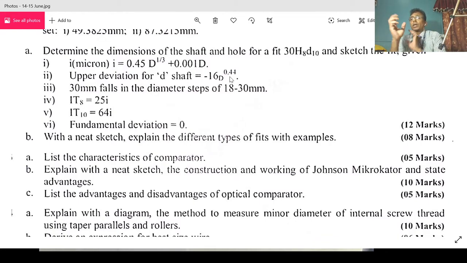Next, list the advantages and disadvantages of optical comparators. What are the optical comparators? What are the advantages? What are the disadvantages? We will discuss that in our unit number 5. Then, explain with the help of a neat sketch the method to measure minor diameter of the internal thread.